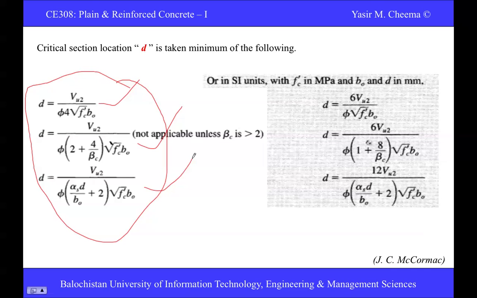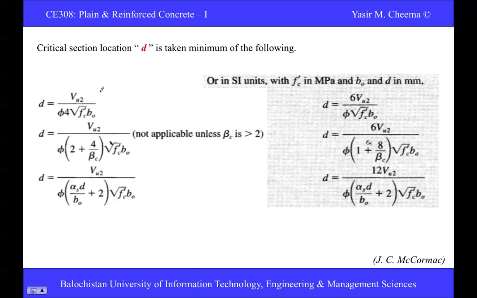So normally the code defines that the critical section is taken as the minimum of the following. In case you are designing a rectangular section, you use these three, or preferably the first two, and you take the minimum value. If you are designing a square one, you just take the first one, and you can find the value of d. Similarly, these formulas are for SI units, in millimeters and so on.